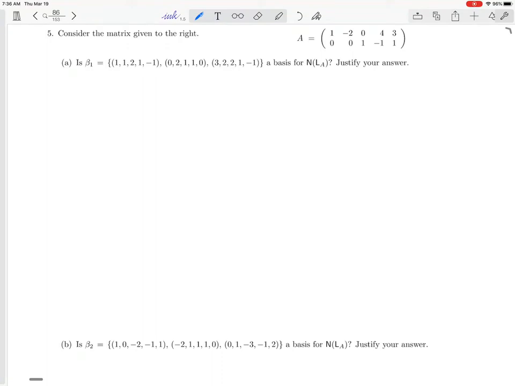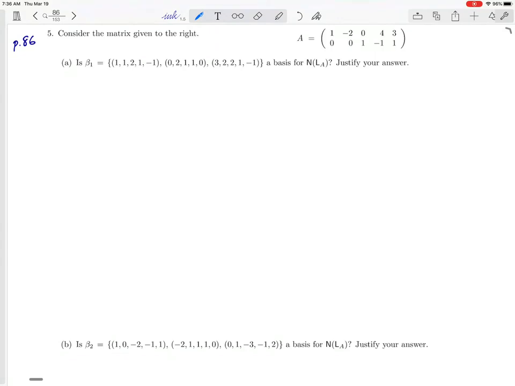Okay, so we're going to take a look at example 5 on page 86 of the workbook. All right, and this is a type of question that I don't know if we've done directly before. Okay, it's going to spin things a little bit differently than what we've seen so far.